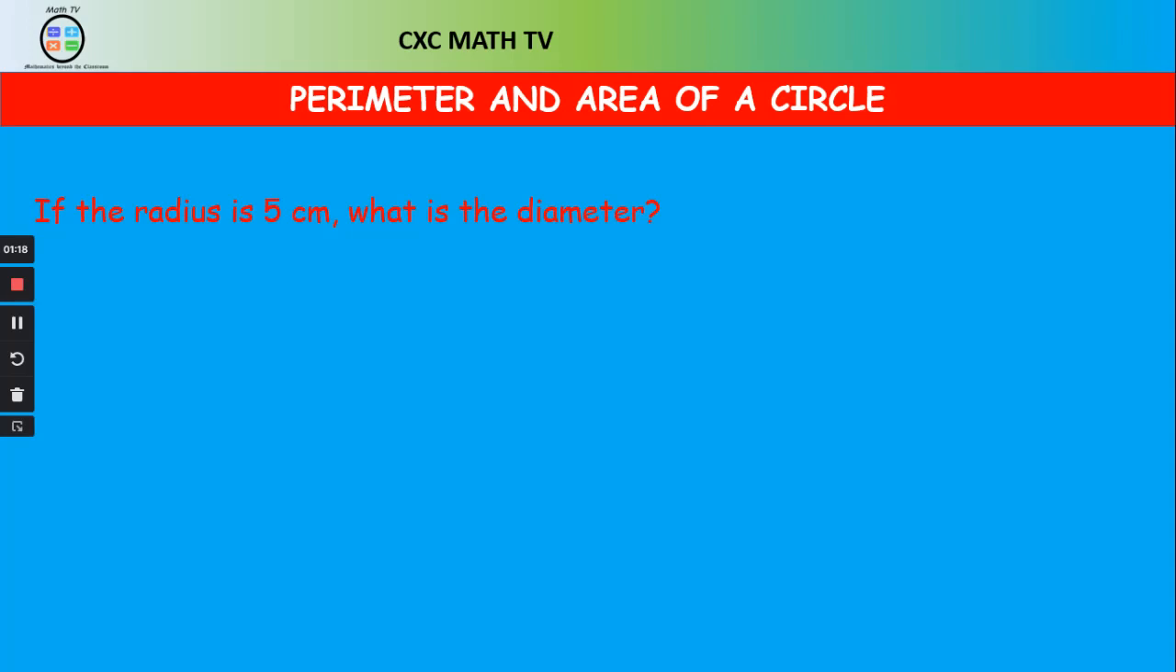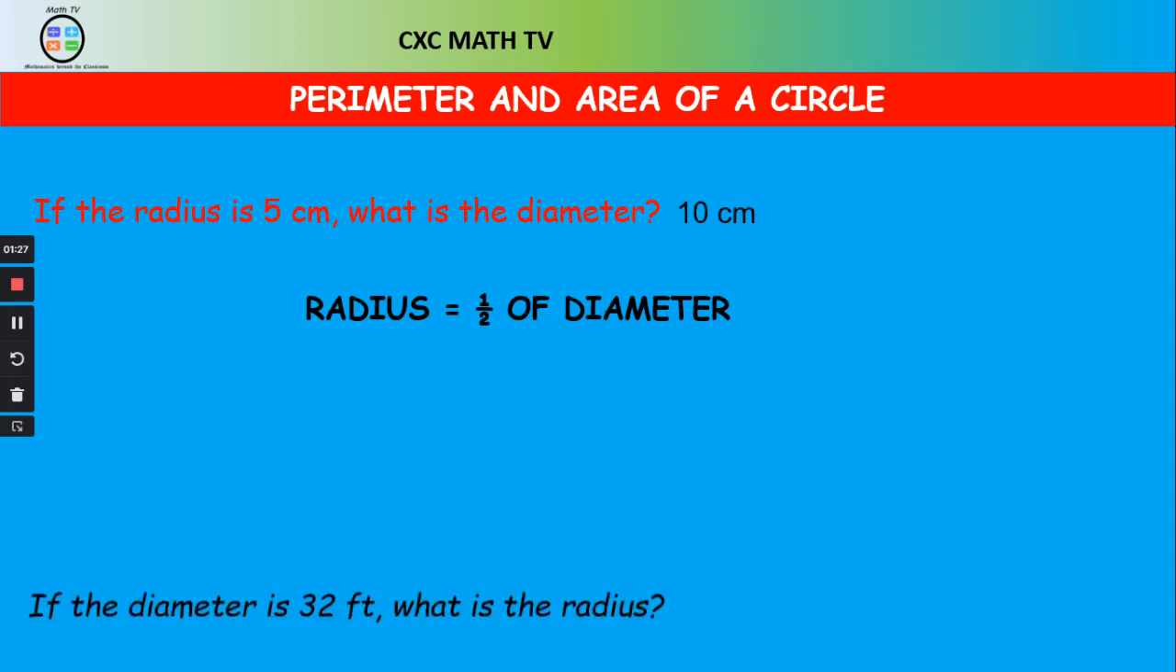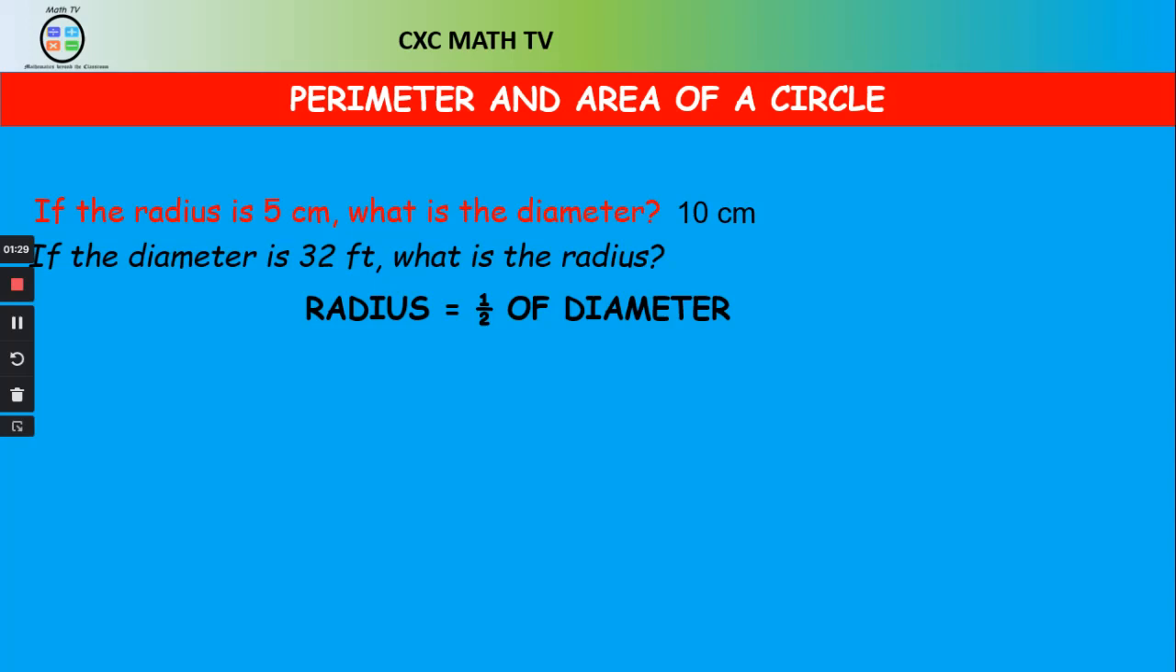Now, if the radius is 5, what is the diameter? We should all know the diameter is 10. So we all know that radius is half of the diameter. And if the diameter is 32 feet, what's the radius? We all know that's just 16 feet. No problem. If the radius shown there is 58 centimeter, then the diameter is just double it. The diameter is double of the radius.